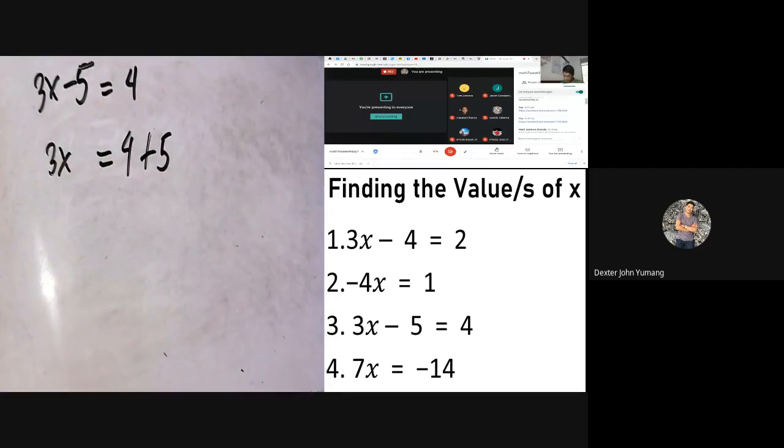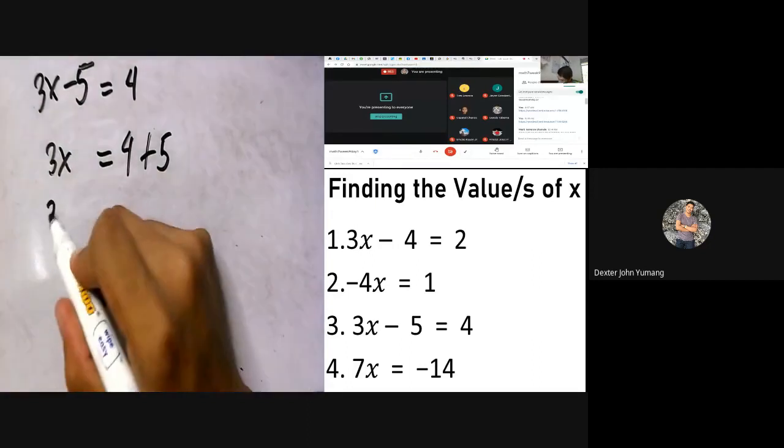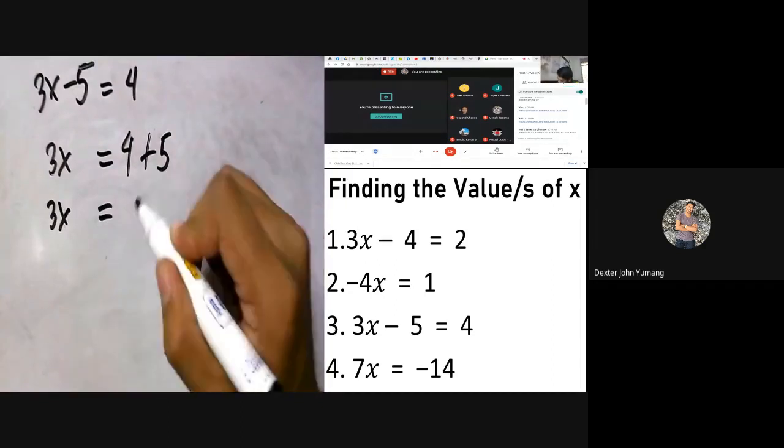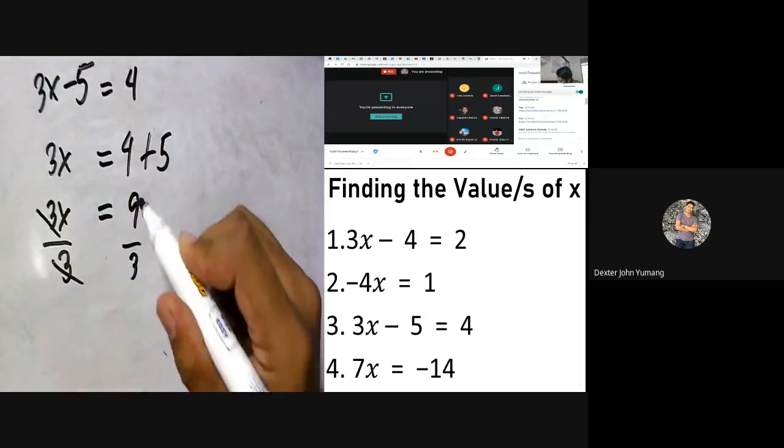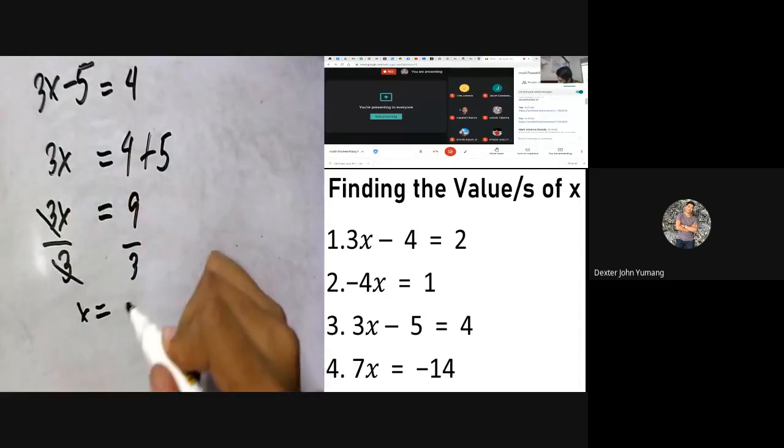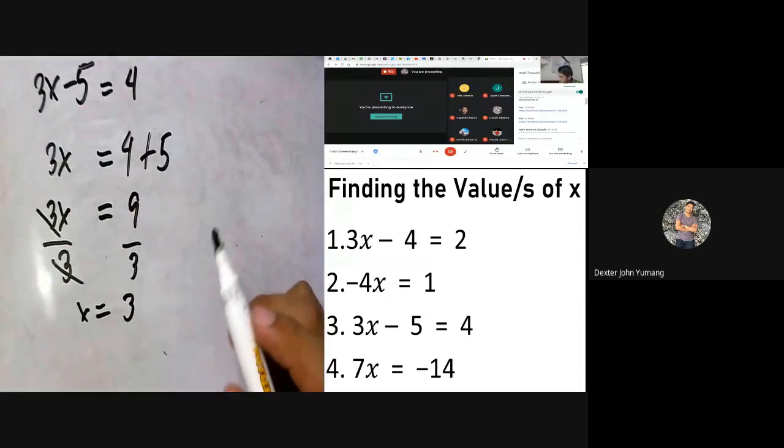Okay, let's reveal now. So we have 3x equals 4 plus 5, that is 9. Then divided by 3, divided by 3, cancelled, cancelled. We have 9 divided by 3, that is 3. So very good, that is 3.